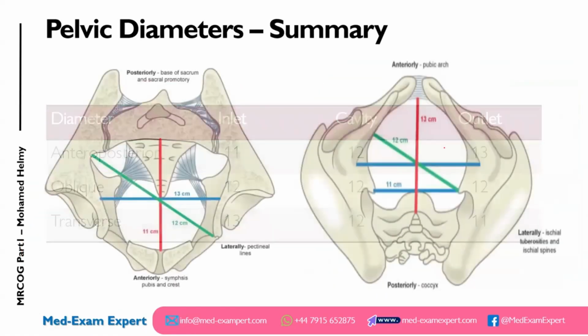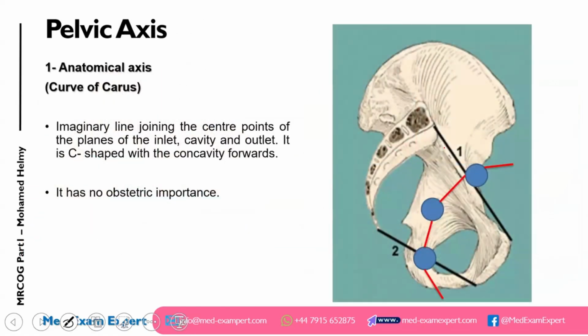The last thing I want to mention is the pelvic axis. Also for the pelvic axis, we have the anatomical axis and the obstetric axis. The anatomical axis is an imaginary line joining the three planes. If we have a point at the middle of the pelvic inlet, a point at the middle of the pelvic cavity, and a point at the middle of the plane of the pelvic outlet, and we join them, we will have a C-shaped line like that. We call it the curve of Carus. It has no obstetric importance for us.